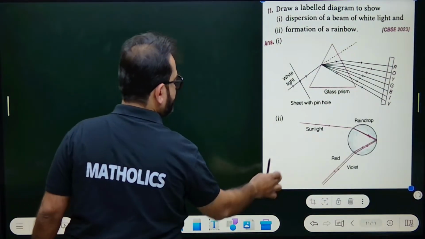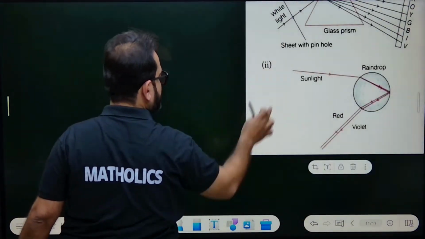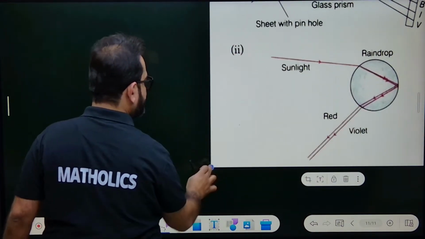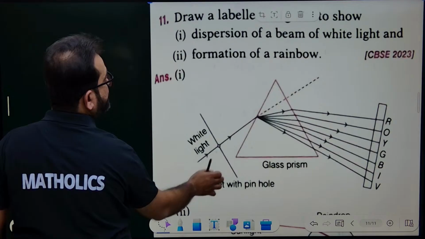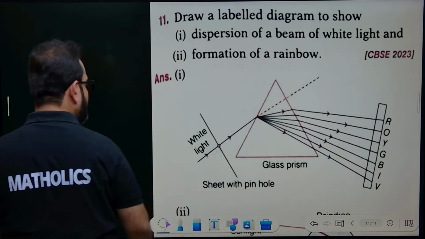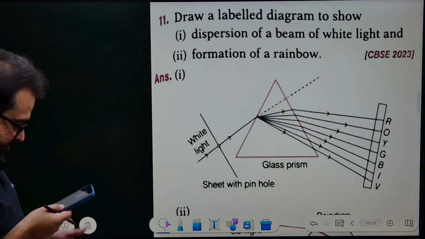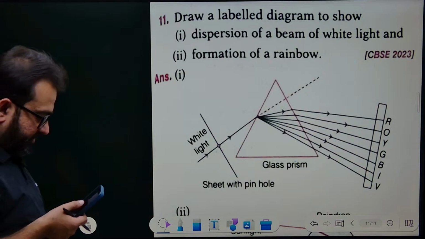Okay, this question we are going to discuss. Every question is beautiful in this question bank. You just have to solve these questions and you are good to go for your exams. Okay, let's move forward.